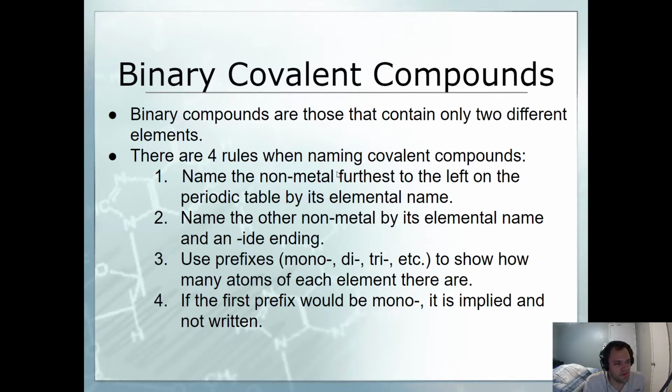So when we're naming those, there's 4 rules when it comes down to it. So your first thing you're going to do is look at your formula, and whichever one of the two is the furthest to the left on the periodic table, that's the one that comes first. So you'll just find both of your elements on here, and whichever one is furthest to the left, that'll be the first one you say. All right. The other one, whichever the second element that you have is, you can do the same thing you did with the ionic ones and replace the end of it with IDE to make it an "ide" ending instead of however it ends normally.